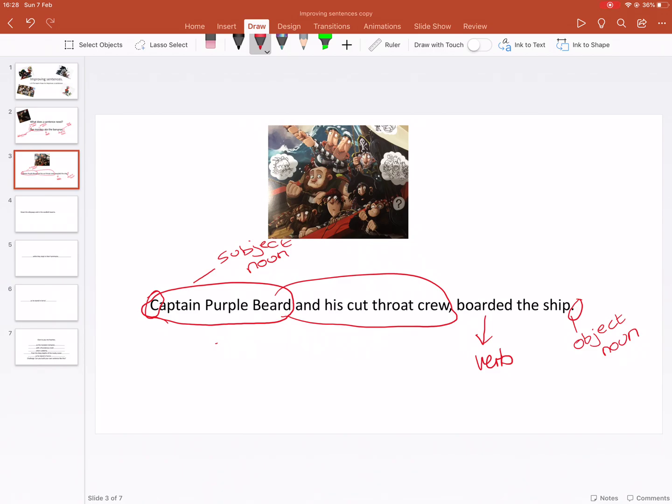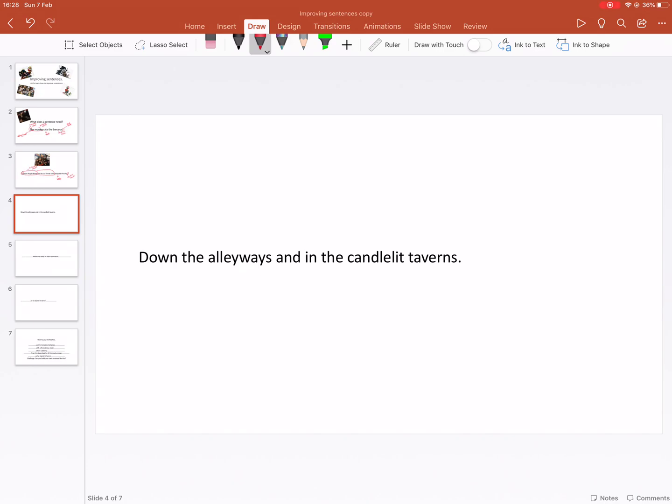So we're going to look at how sometimes when we throw a lot at you, you're so busy thinking of the vocabulary that you're using and putting in that you're actually so intent on doing that you don't look to see, well, actually, is it a proper sentence? Now, this would be lovely because it's down the alleyways and in the candlelit tavern. But what? It's not finished. The sentence isn't finished. Down the alleyways and in the candlelit taverns. I'm waiting for something. And it's because it actually hasn't got a verb to tell us what's happening.